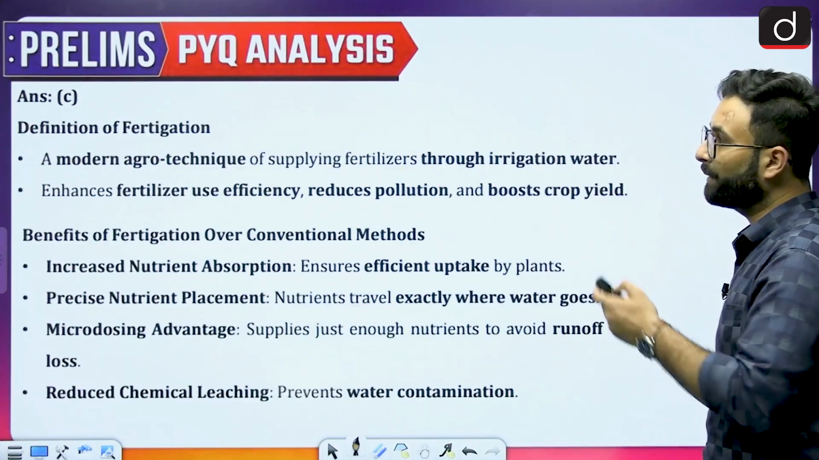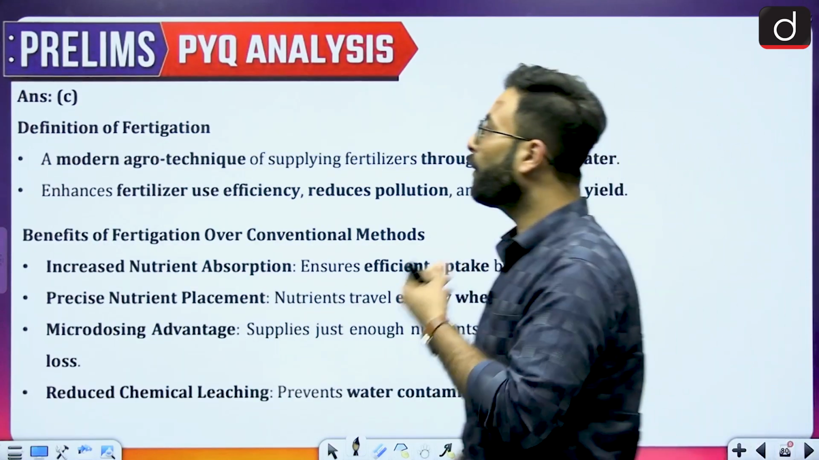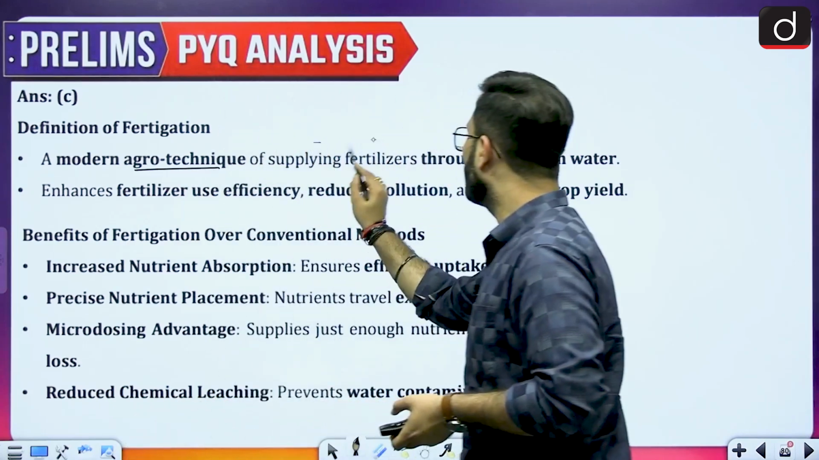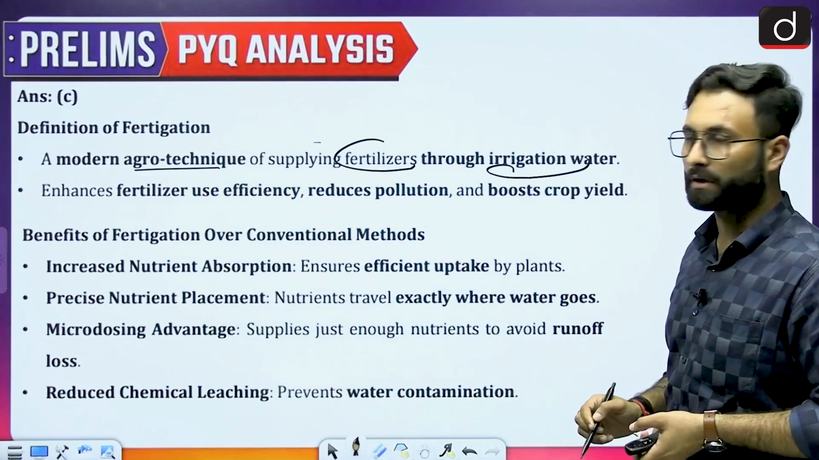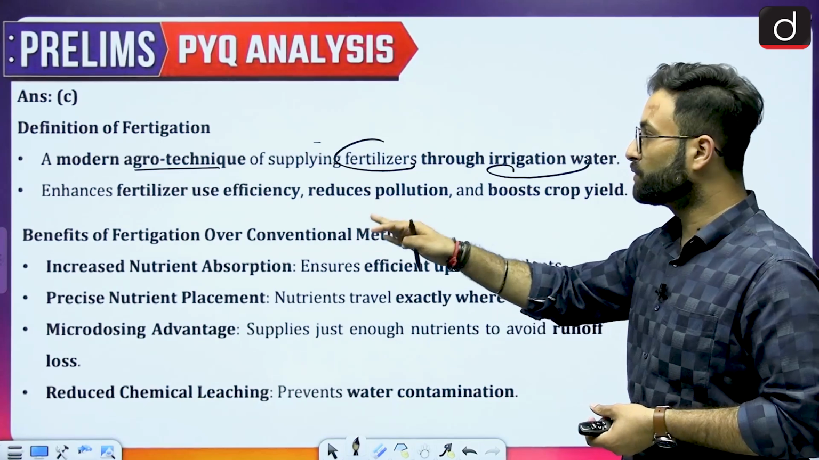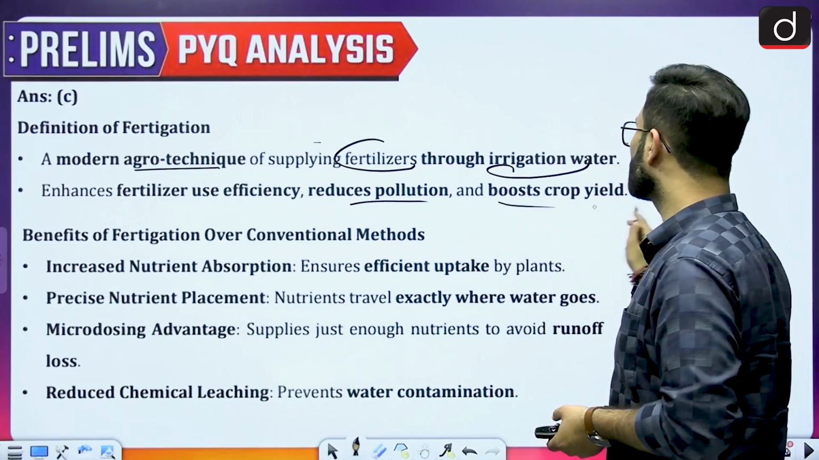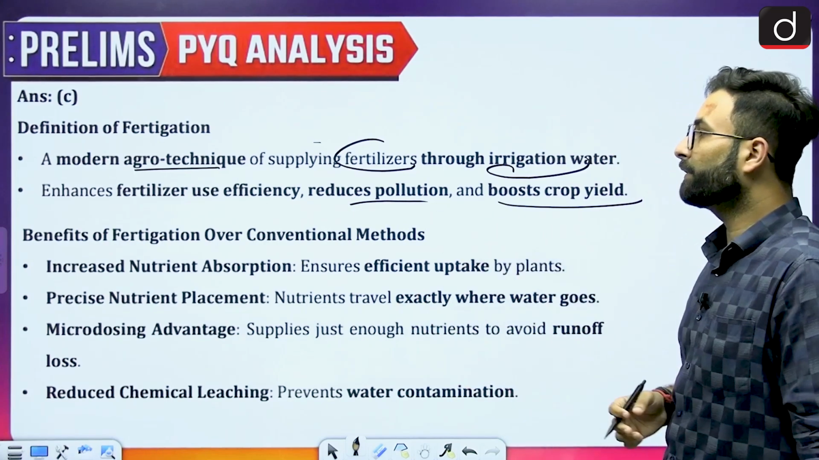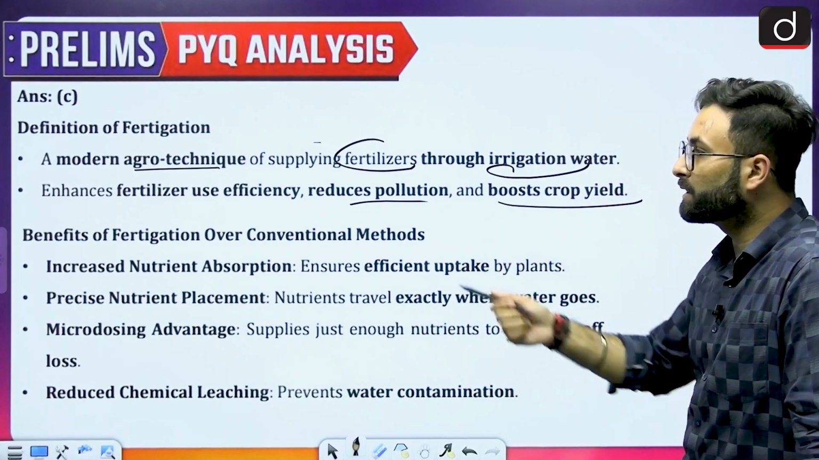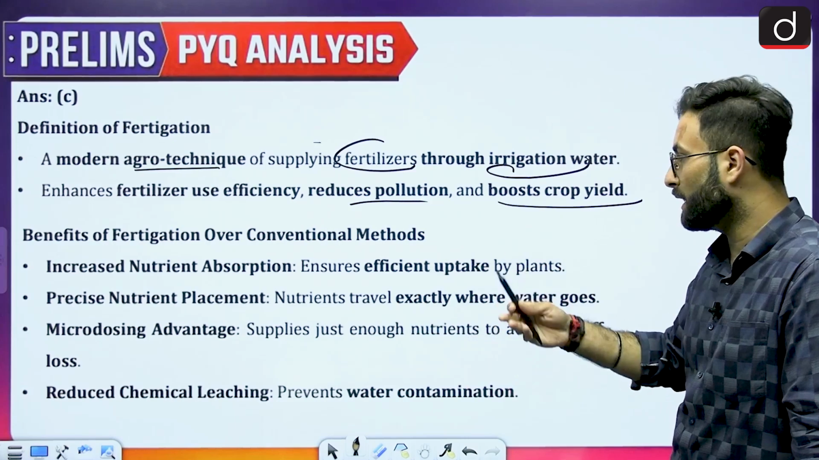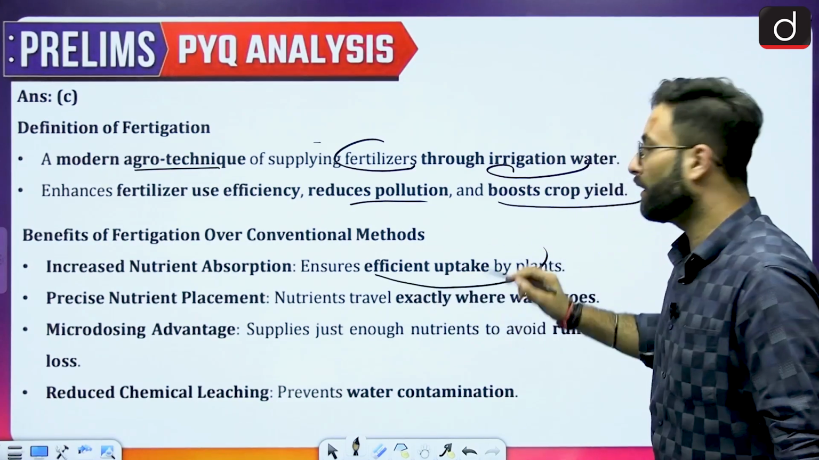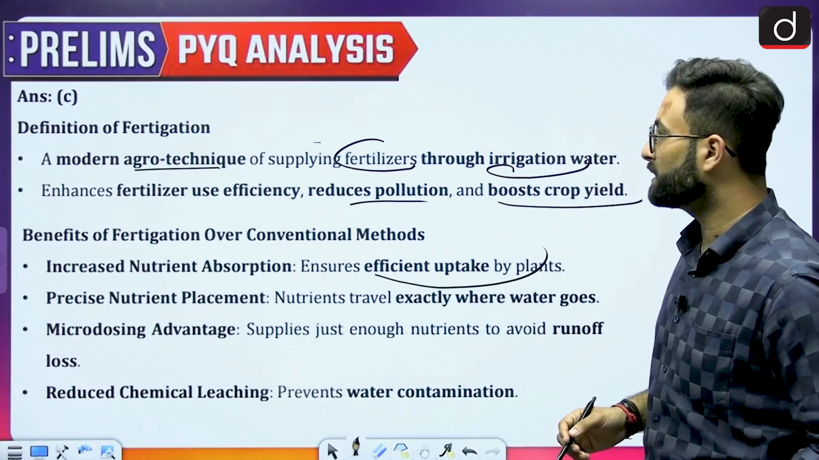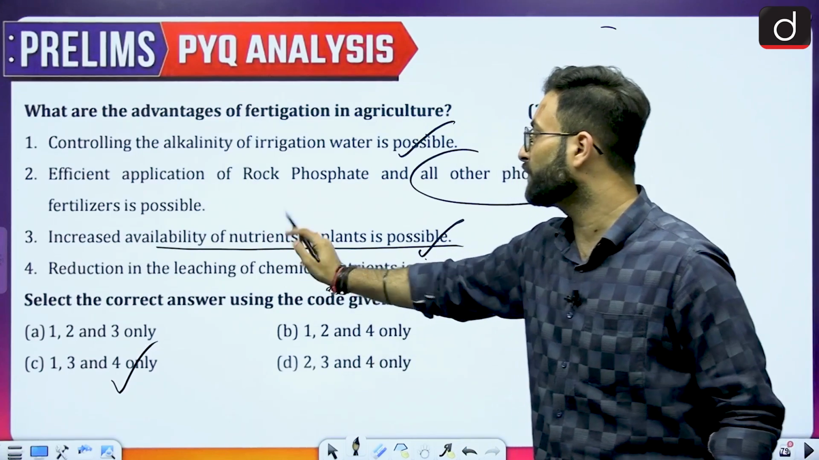Okay. Coming to the next one, definition of fertigation: a modern agro technique supplying fertilizer through irrigation water. It enhances fertilizer use efficiency, reduces pollution, and boosts the crop yield. So these are the benefits, that is why we are going for it. Benefits of fertigation over the conventional methods: increased nutrient absorption, because efficient uptake by the plant will be there, and that is what has been given over here, increased availability of the nutrients to the plant.